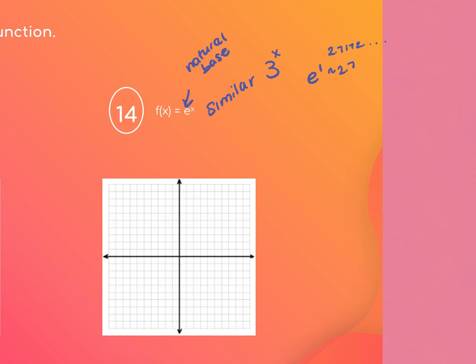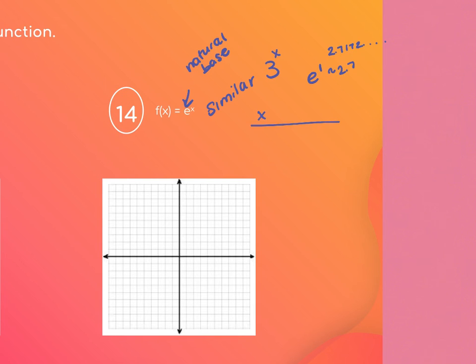Okay? So I know just by looking at this, because it's just e to the x, that's like a 3 to the x, that my domain is negative infinity to positive infinity. My range is 0 to positive infinity. My horizontal asymptote is 0. And my y-intercept is 0, 1. I know that all because there's no shifts on that, okay?